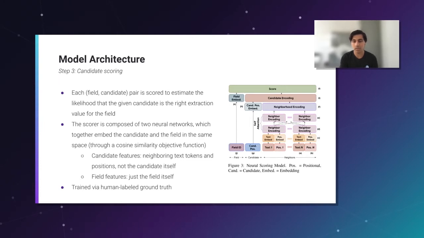And the way these embeddings work is the text is embedded with a normal text embedder, the position is embedded with a 2D position embedder. Self-attention is applied across all of the neighbors so that the embeddings are not independent of one another. The candidate position is also embedded and concatenated with the embeddings of all the neighborhood text and their positions to get an overall candidate encoding. The field is also embedded and simply dotted with the candidate encoding to get the overall score.